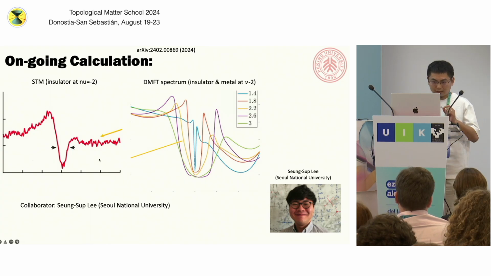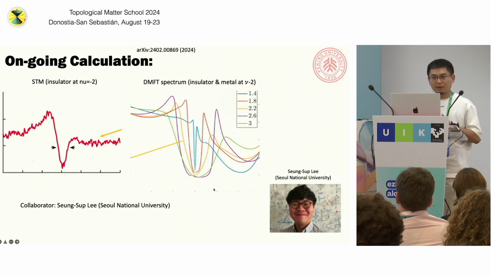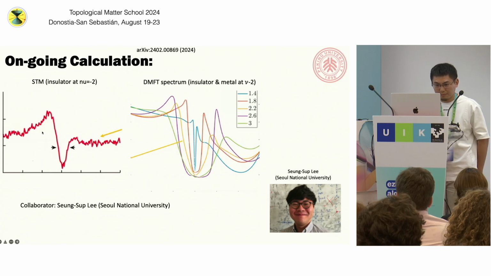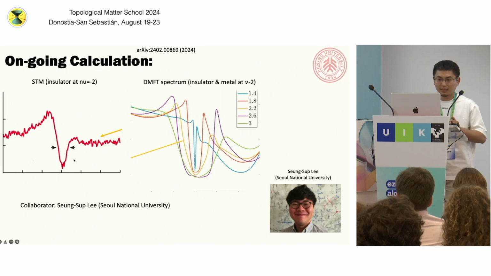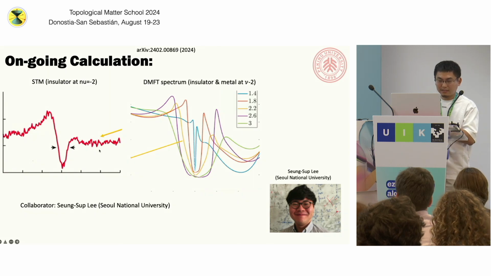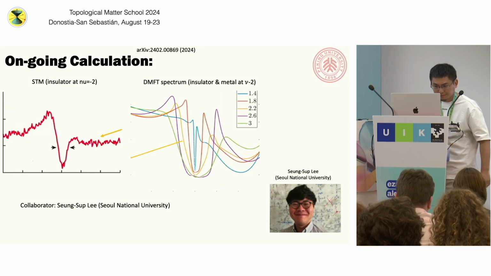For example, we calculate the DMFT spectrum at several fillings. Here I only present the result at the integer filling -2. So this is a measured STM spectrum. There are 2 peaks around the gap, right? And this feature continues as you dope the system. So at a small doping, you still have these 2 peaks. I think this was also presented in the last talk.